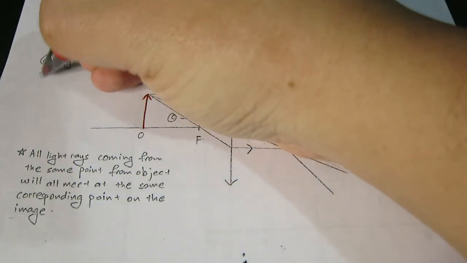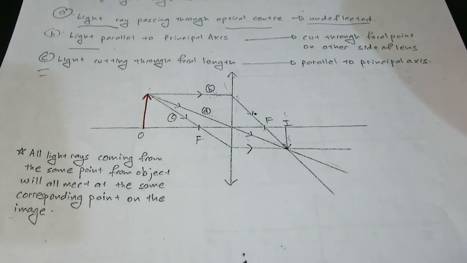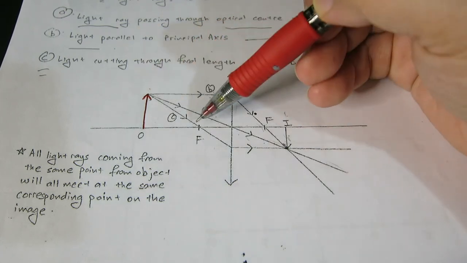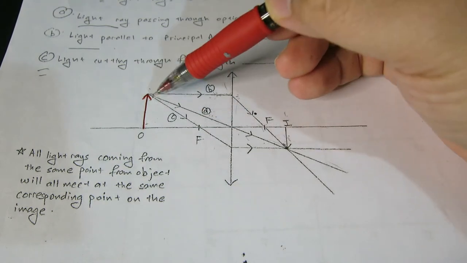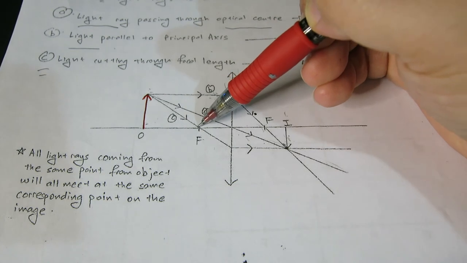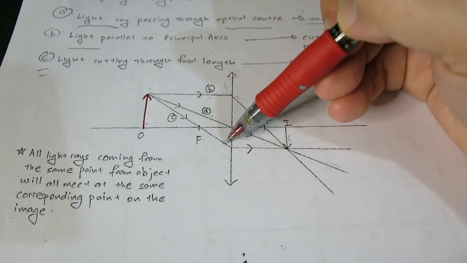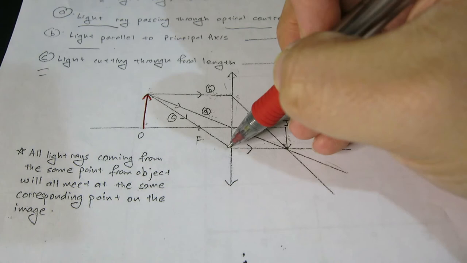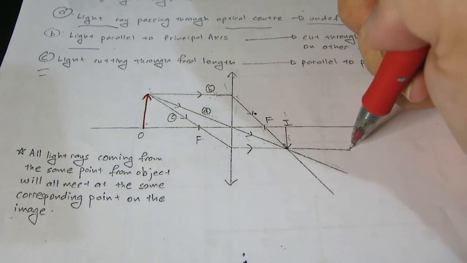But there is another light ray that you should know how it acts when it goes through a lens. If an object is placed at a distance greater than the focal length, and the light ray coming from the object passes through the focal length on this side of the lens and then hits the lens, then the light ray will then come up parallel to the principal axis.